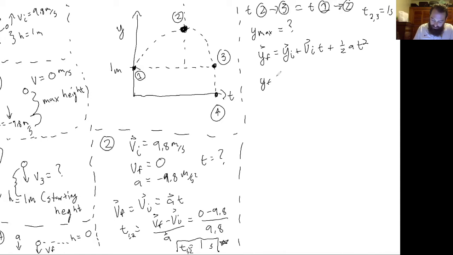So we can plug in our numbers now. We know y initial was 1 meter. The initial velocity is 9.8 meters per second. Time is 1 second. The acceleration is -9.8, and the time is 1 second again. Let me square that. And we end up with y final is 5.9 meters. Okay.